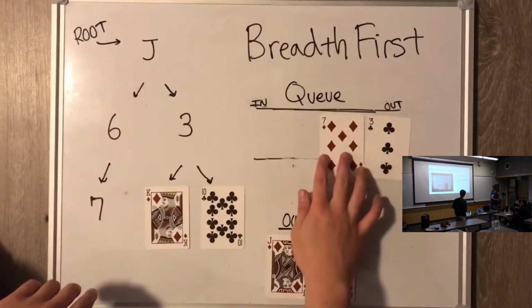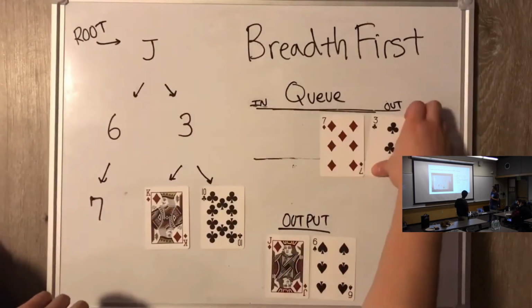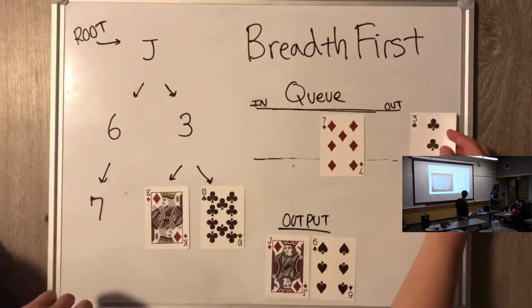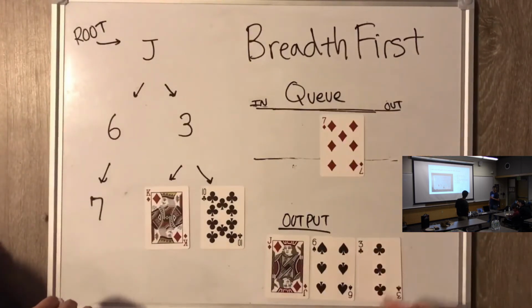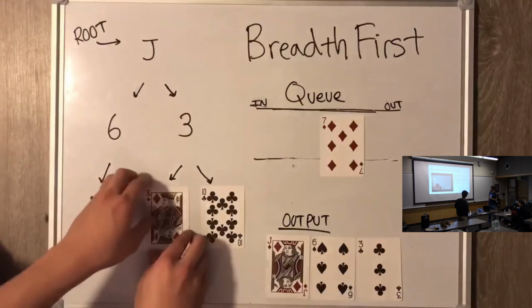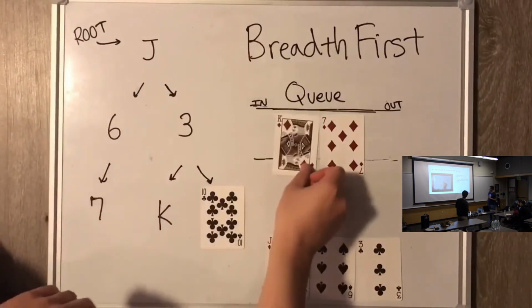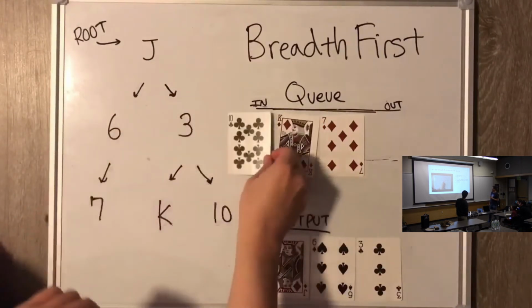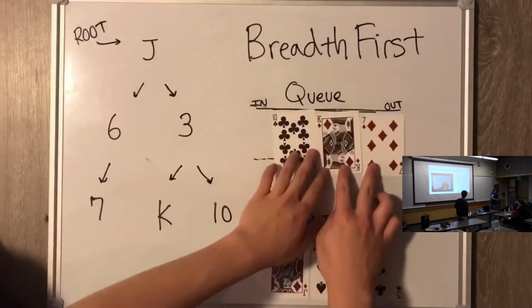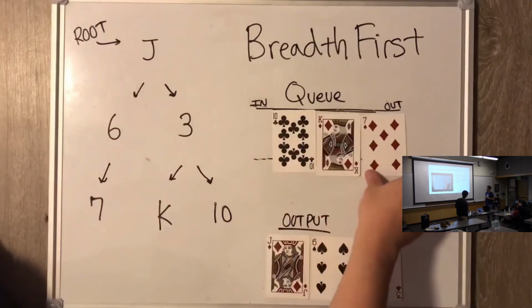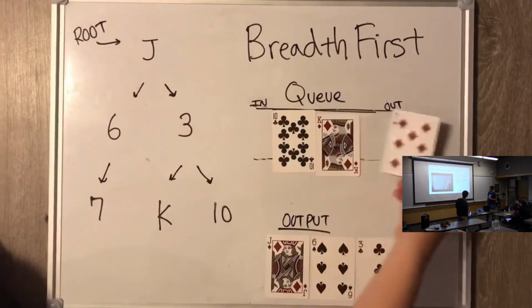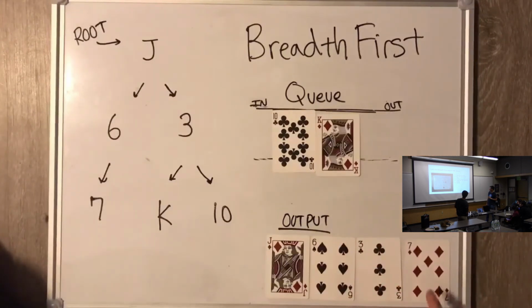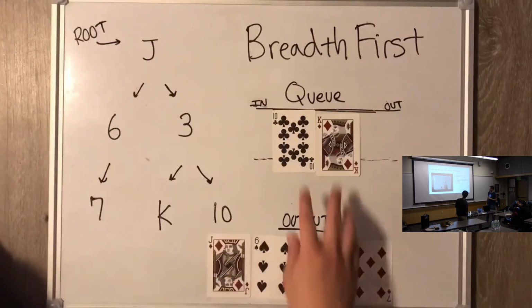Now 7 comes in. And then we bring the first node again from the front of the line, which is 3. So 3 comes out. And 3 brings his children in, which is king and pen. So again, we take the first node of the queue again, the front of the line. 7 comes out. And 7 doesn't have any children, so there's no children to add to the queue. So we move the line up.